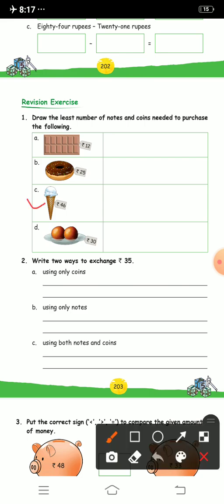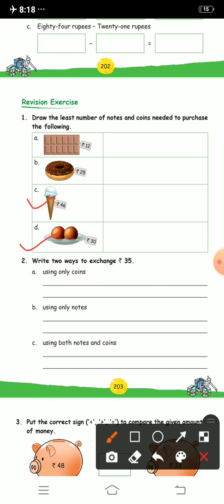Now the rest too you have to do it. You have to try doing it by yourself. It is rupees 46. Okay, that is a cone. So here what can you do? You can draw a note of rupees 50? No. You can draw two notes of rupees 20, right? Then you can draw one coin of rupees 5, and then again one coin of rupees 1.